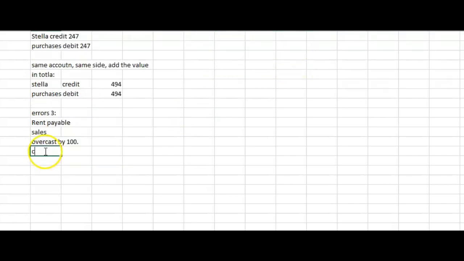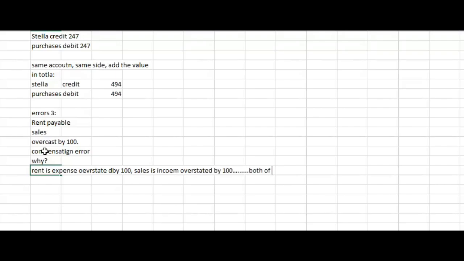In error 3, both sales and rent payable are overstated by $100. Sales appears on the credit side and rent payable appears on the debit side. Because both sides are overstated by the same amount, the total debits and credits remain equal. This is why the error is classified as a compensating error. The effect of one error is offset by the other, so the trial balance will still agree.